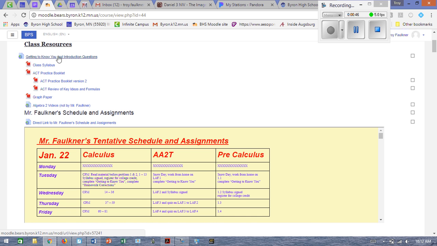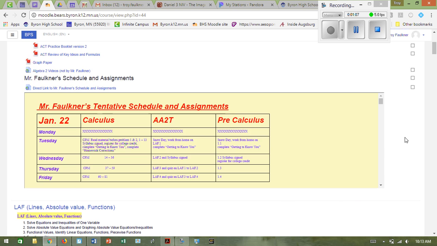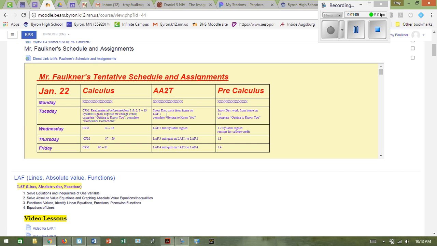You'll need to complete this Getting to Know You survey. I want you to read through your course syllabus. We will be having some practice ACT quizzes in here. Here's some ACT material that you might want to look at prior to those. Link to some graph paper. But in this embedded window here, it gives you the expectations that you'll need to be doing.